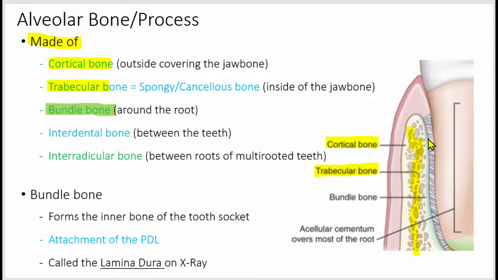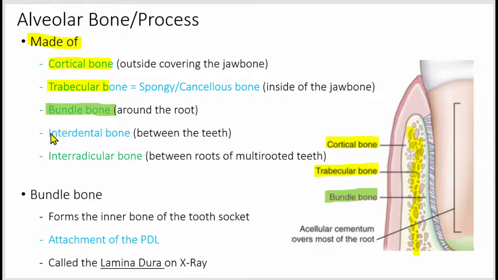So you can see that here, that's the bundle bone, where we have that color here. It's a dense layer, similar to cortical bone in a way, but they call it bundle because it has multiple layers in it. And that is the part of the alveolar bone that actually has the periodontal ligament embedded in it. So if we want to be more specific, we'll say that the periodontal ligaments are embedded in the bundle bone on one side and embedded in the cementum on the other side.